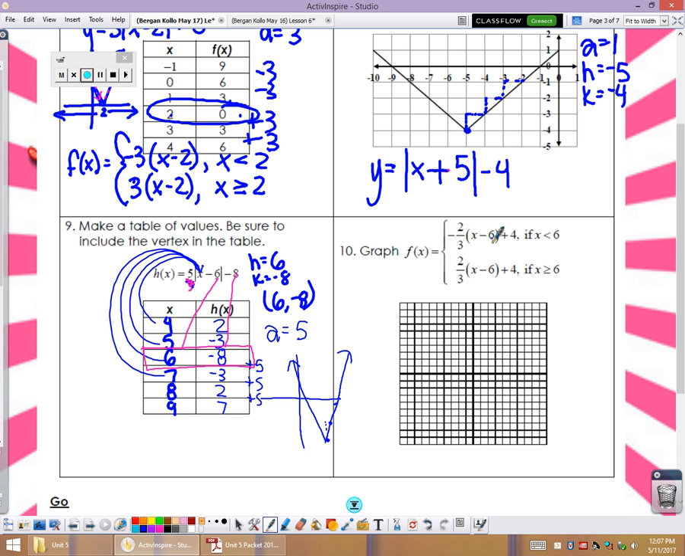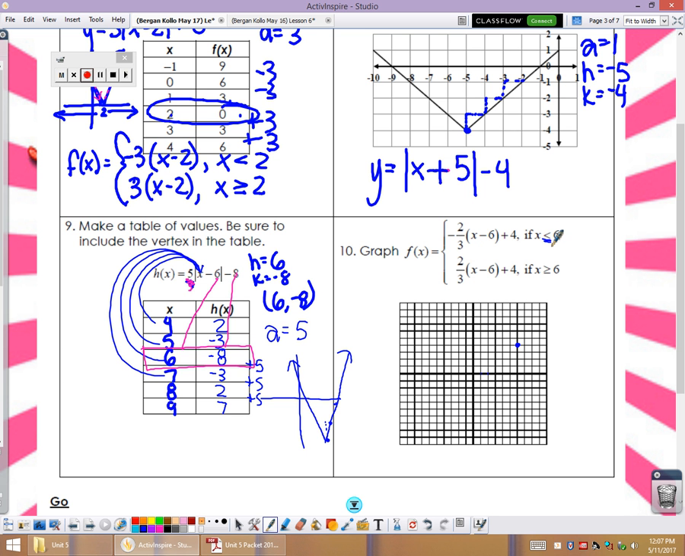All right, my vertex is positive 6, 4. So 1, 2, 3, 4, 5, 6. 1, 2, 3, 4. Positive 6, 4. All right. Now, this is an absolute value function. How do I know? Because it has the same kind of slope.